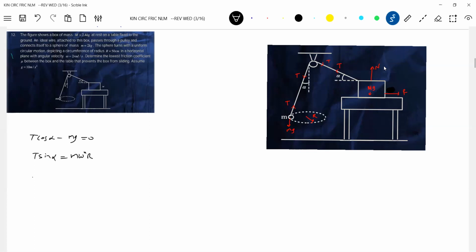And then, for the block, N minus Mg equal to 0 along with T sin alpha. T cos alpha equal to f equal to mu N. Determine the lowest friction coefficient mu between the box and the table that prevents the box from sliding.